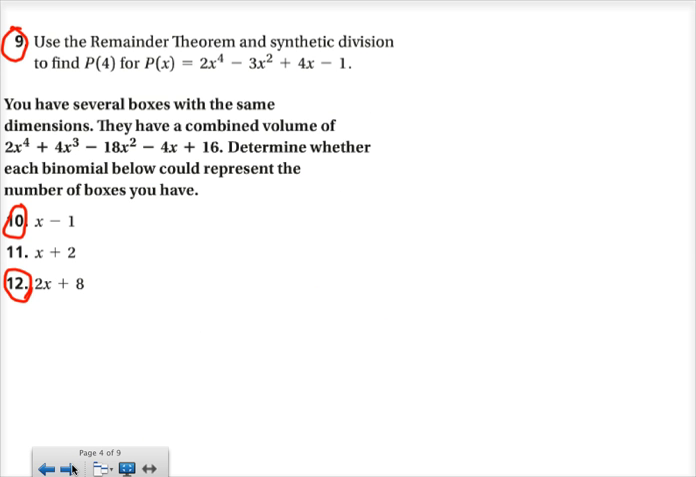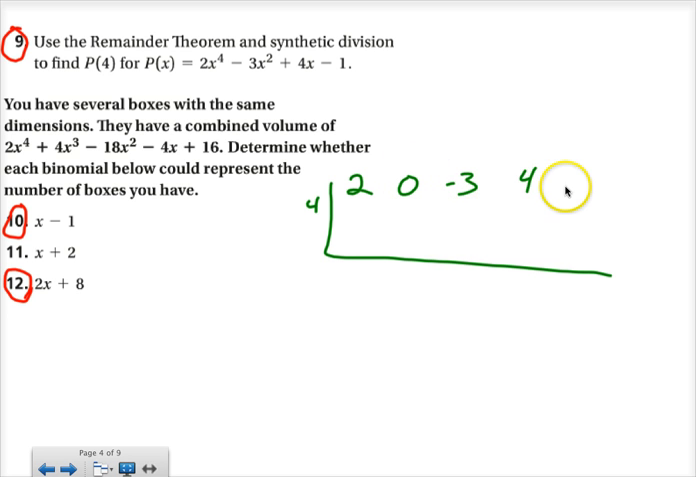Next problem I wanted to look at here was number 9. Use the remainder theorem and synthetic division to find p of 4. So I don't know if you need this one, but I just love synthetic division and substitution. So that's the reason I'm going to do this one. We've got a 2x to the 4th, and then we don't have an x to the 3rd, so that's going to be 0. A negative 3x squared, a 4x, and a negative 1.